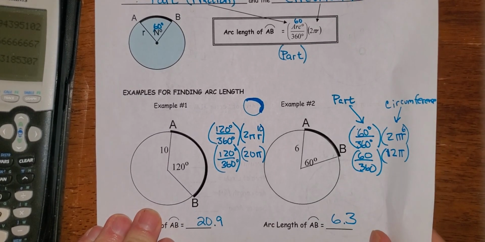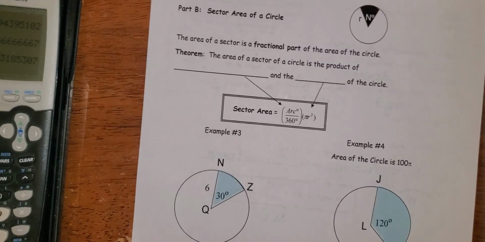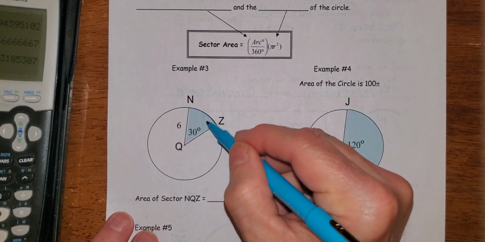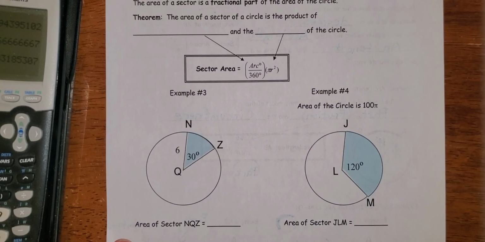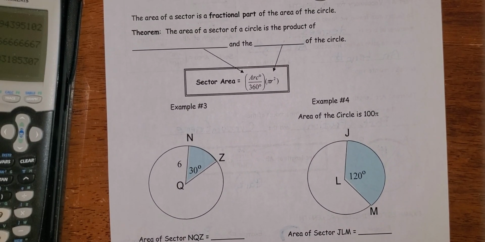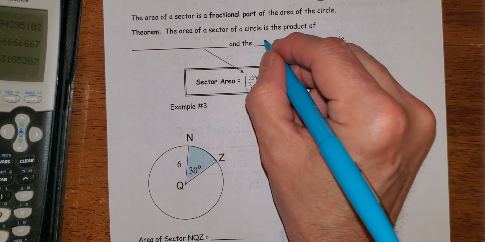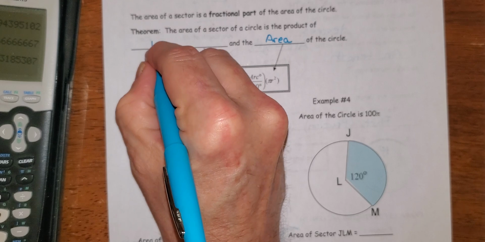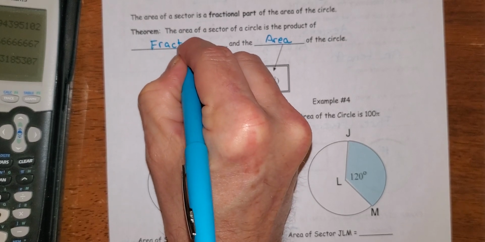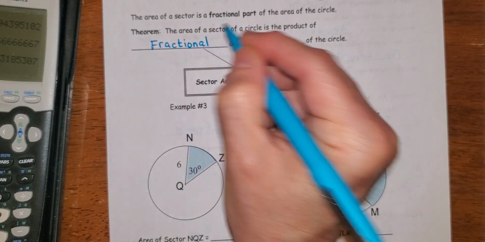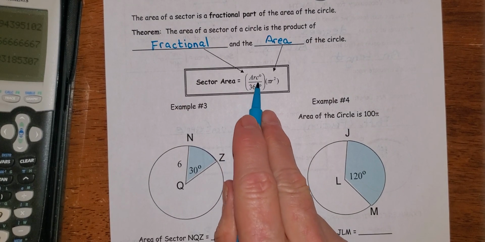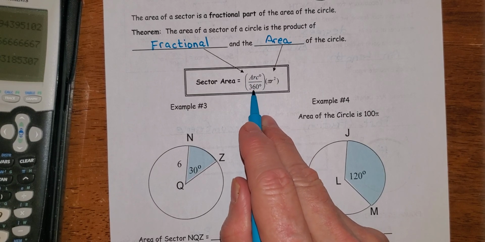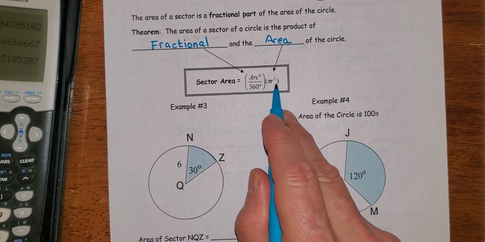All right, so moving on, that's arc length. Sector area is finding the area of the sector. See how it's the piece of pizza? So we're trying to find the area of a sector. It's exactly the same, except for one thing. We find the area of the circle, and then we want the fractional part that we multiply by. So on this one, it's 30 out of 360, right? So you'd put 30 here out of 360, but we multiply it by the area.